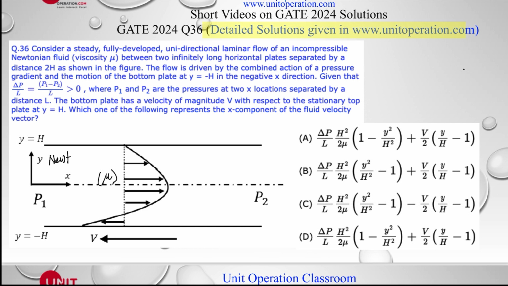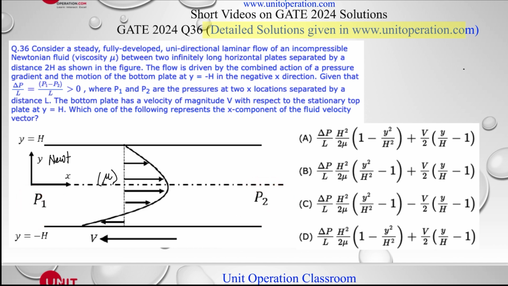So we go here, y is equal to 0. This is y is equal to h, and this is y is equal to minus h, so the difference is 2h. The flow is driven by the combined action of a pressure gradient. So here is the pressure P1 and here is pressure P2.